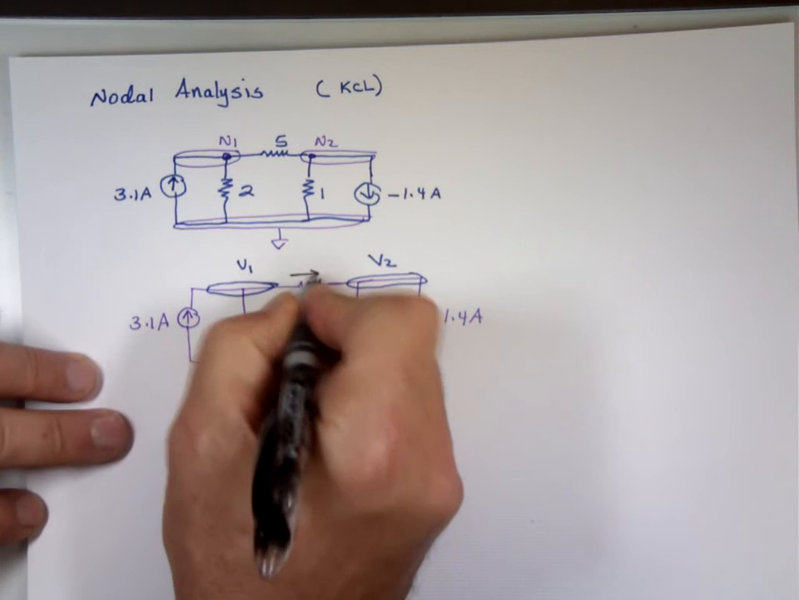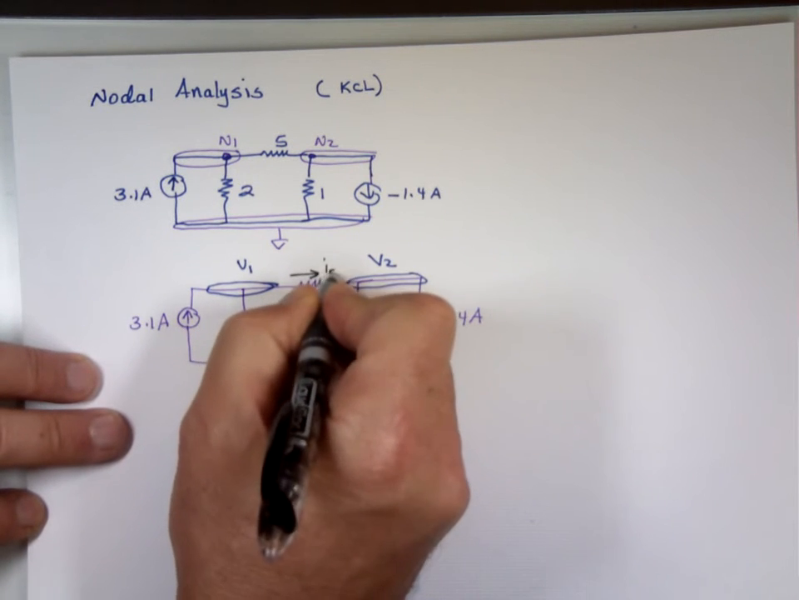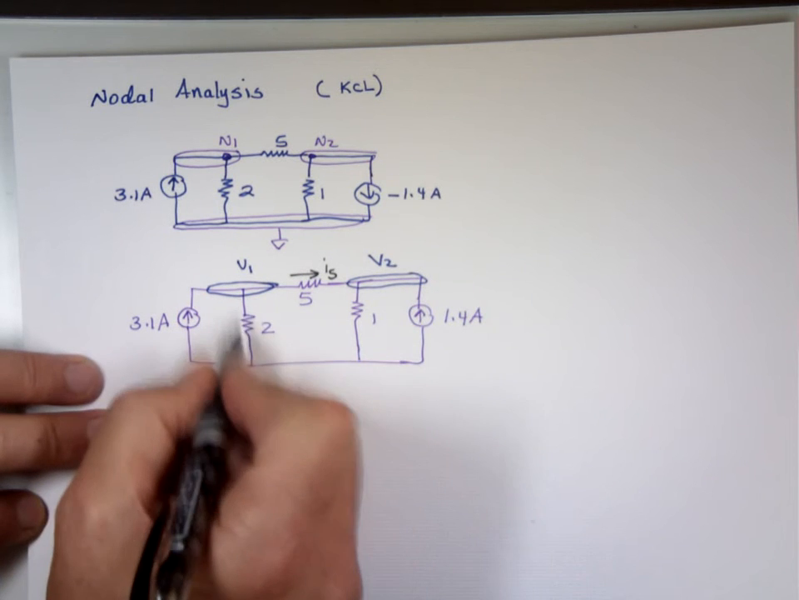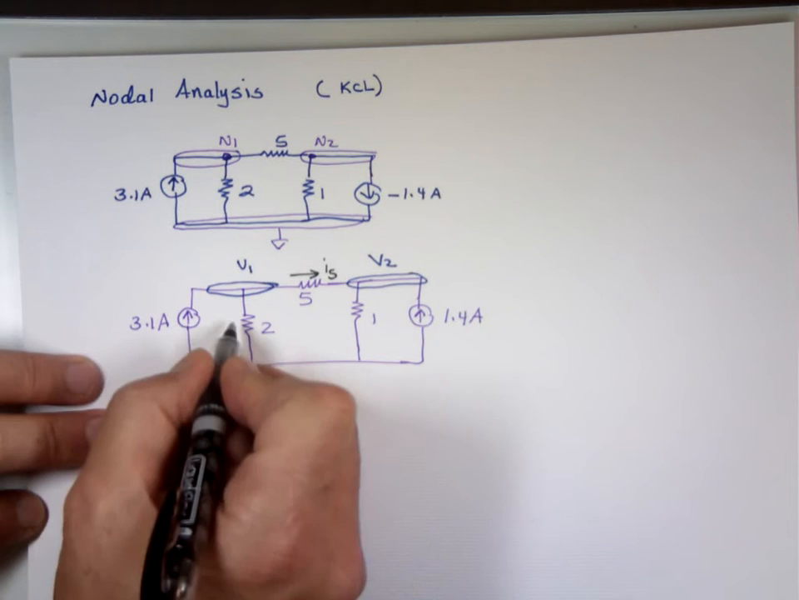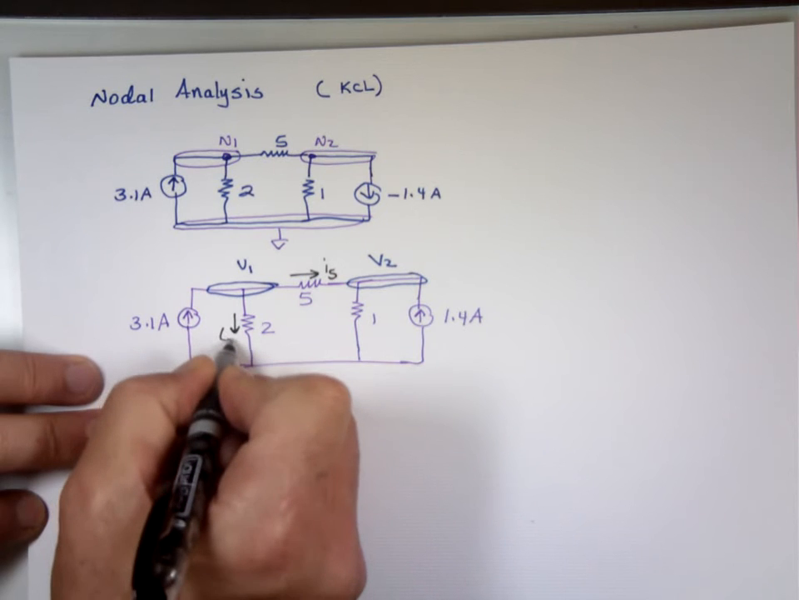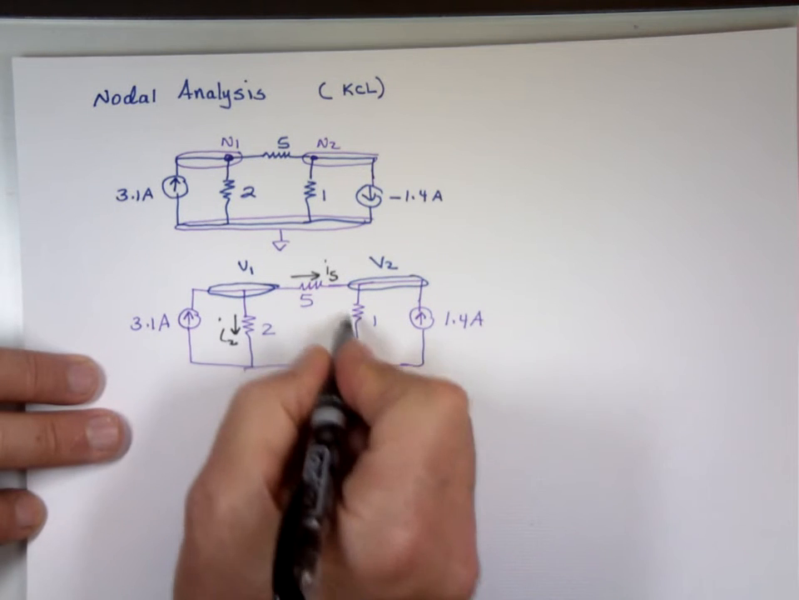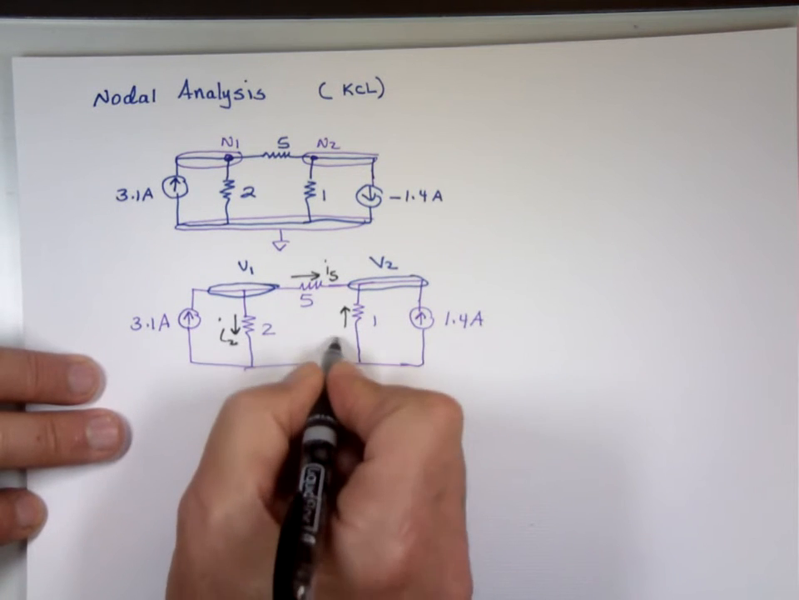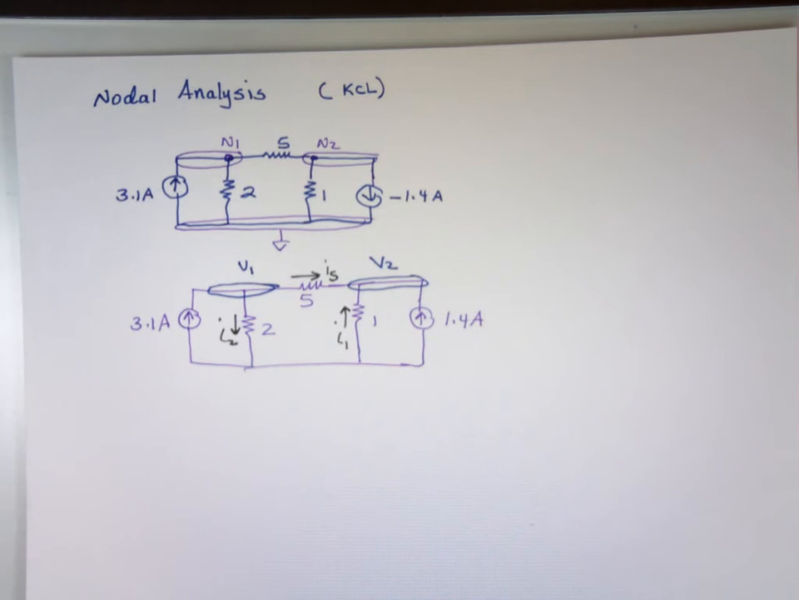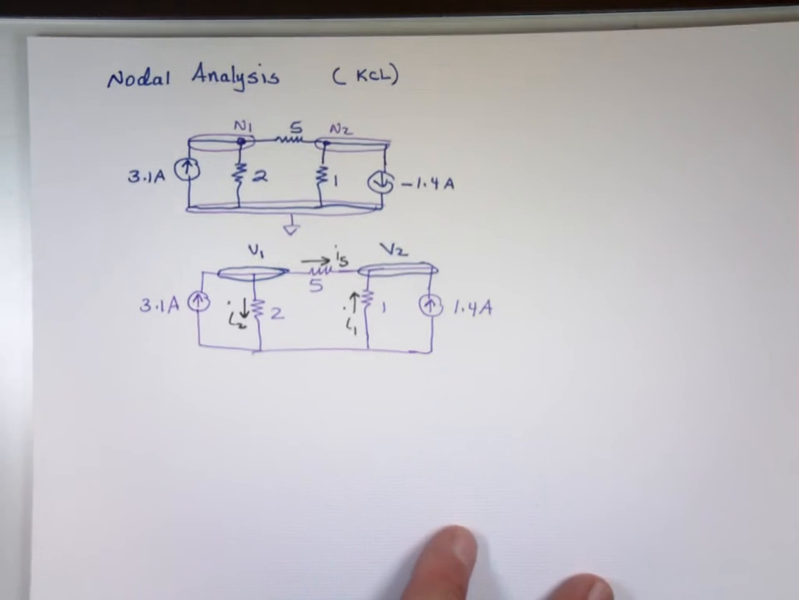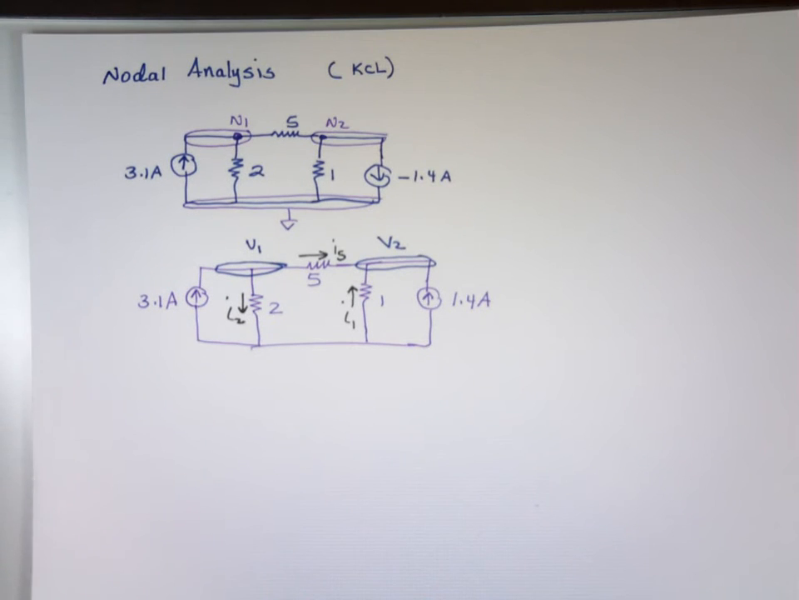I'm going to call this I5. How about this one, up or down? Down. I2. I'm going to make this going up intentionally just to be different. I1. I just make an assumption, any direction I want. I go, let's assume it's going that way. And just do the math.